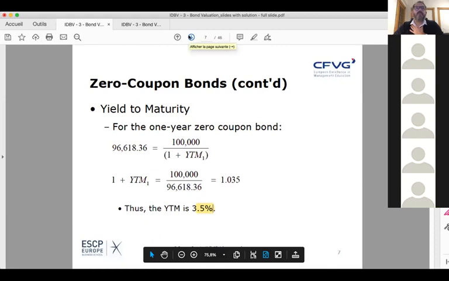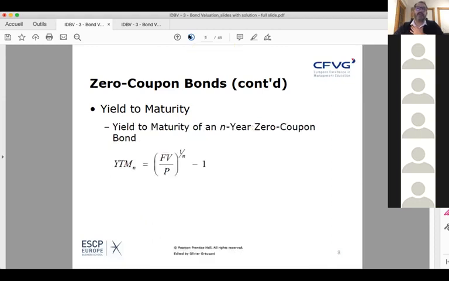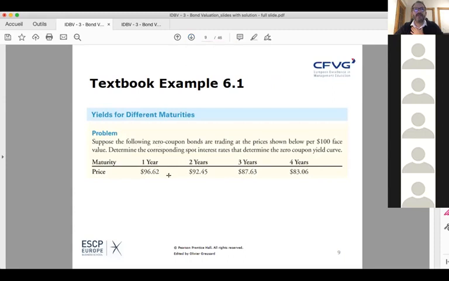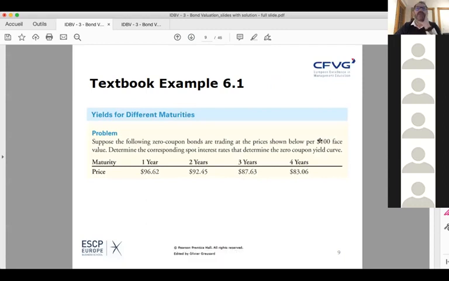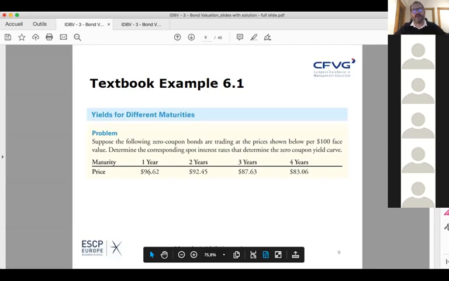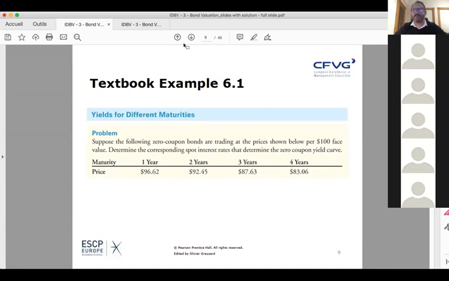So that was what we did yesterday. And we said that we can generalize this by saying that the yield to maturity can be found this way: face value divided by price, exponent 1 divided by the number of years. And you had to apply this to this situation where you have the face value of 100,000, whatever, and the price today is 96. For 1 year we did that already, so you had to prepare it for 2 years, 3 years, and 4 years.